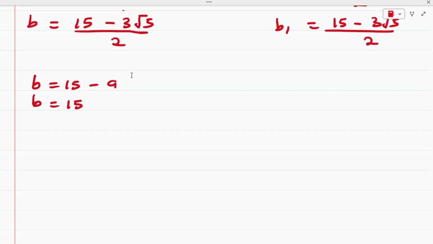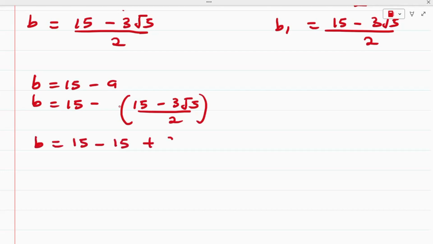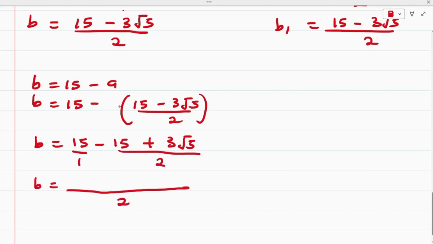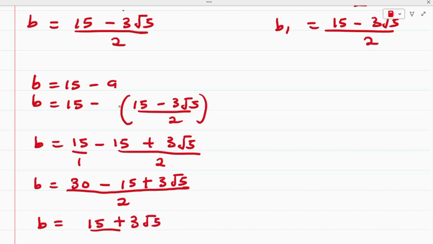So b is equals to 15 minus into 15 minus 3, the square root of 5 over 2. And b is equals to 15 minus 15 plus 3, the square root of 5 over 2. So taking the LCM, we have the LCM here to be 2, and this is over 1. 1 into 2 is 2. 2 multiplied 15 is 30, minus 2 divided by 1. 1 multiplied the numerator, we have this to be 15 plus 3, the square root of 5. So b is equals to 30 minus 15 is 15 plus 3, the square root of 5 over 2.